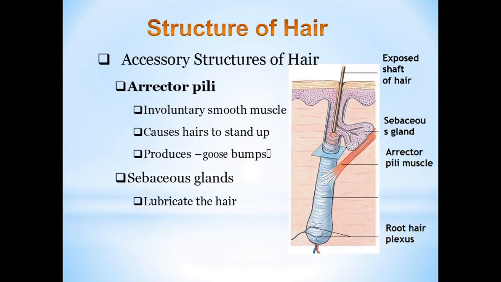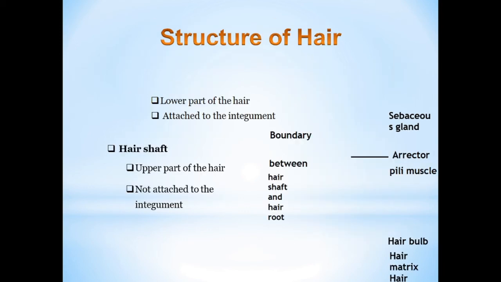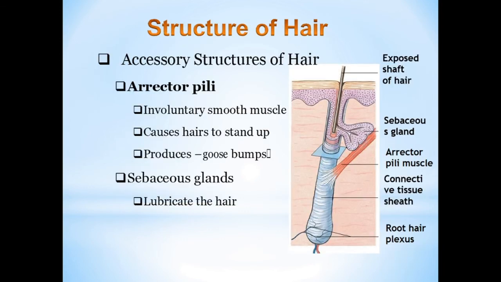This is the exposed shaft of the hair. It is a non-living thing. These are the sebaceous glands. This is the arrector pili muscle. These are connective tissue sheaths, and this is the root hair plexus. This is the root hair plexus which helps to avoid the infection and which gives nourishment to the hair.